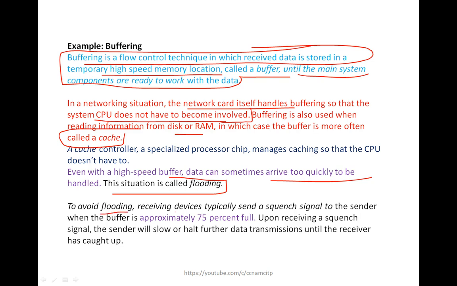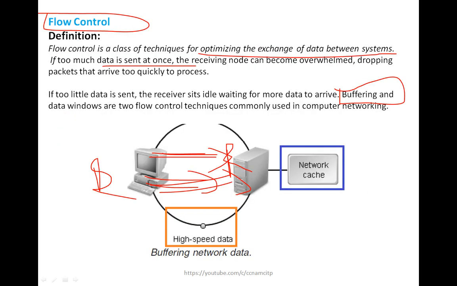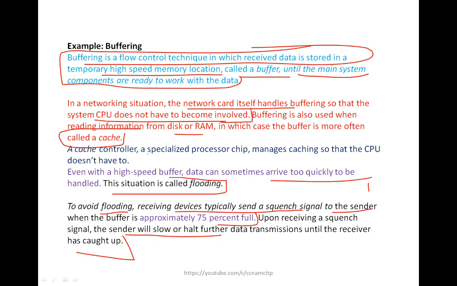To avoid flooding, the receiving device typically sends a sequence signal to the sender when the buffer is approximately 75% full. So to avoid such things, what happens? The receiving device will send certain signals: yes, I am 75% full. Upon receiving a sequence signal, the sender will slow or halt further data transmission until the receiver has caught up. So this is how certain things can be controlled, like flow control, through using caching and buffering.